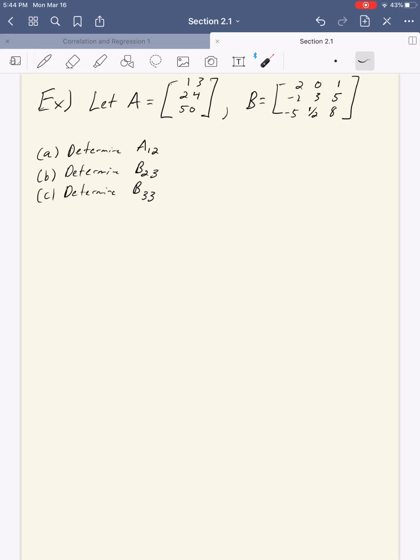So if we're looking for A12, we're reading that as the first row, second column. So we'd be looking at that value right there in the first row, second column. So that would tell us A12 is just equal to 3. If we're talking about B23, that would be in the second row, third column. So we'd be looking there at 5. That tells us B23 is equal to 5. And then B33, well, if we look for that, that would be third row, third column. That would be right there. And that value would be 8, right? So each of those are elements of these different matrices.